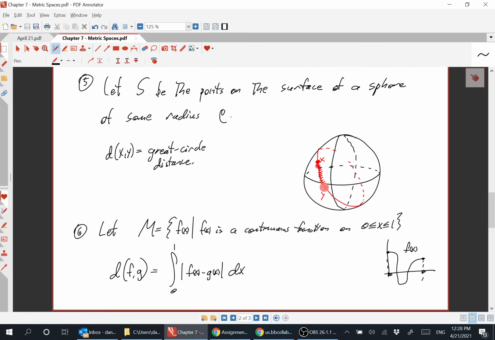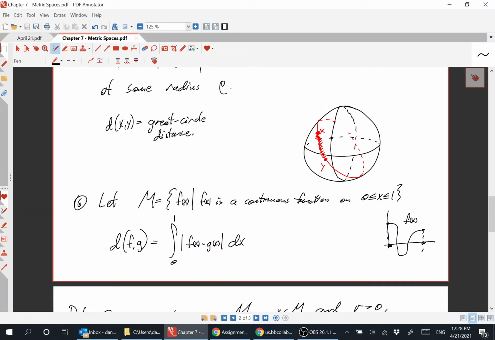And there are ways you can measure that distance as well. There are little formulas that give you that. I mean, they're complicated, but they're there.